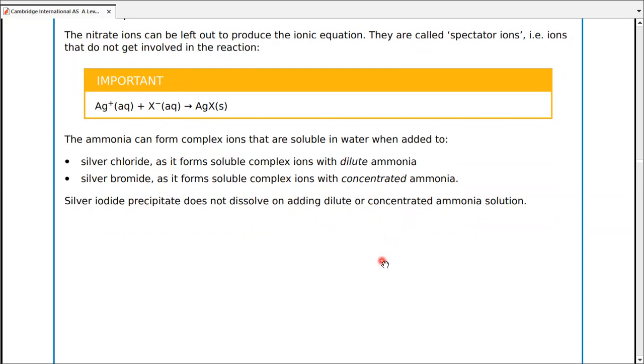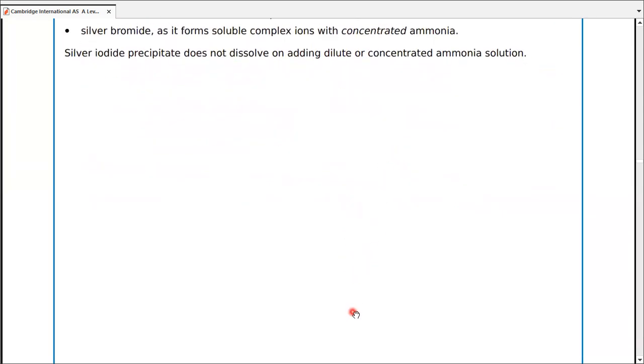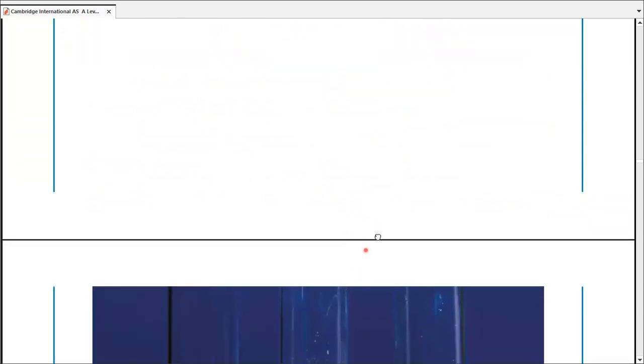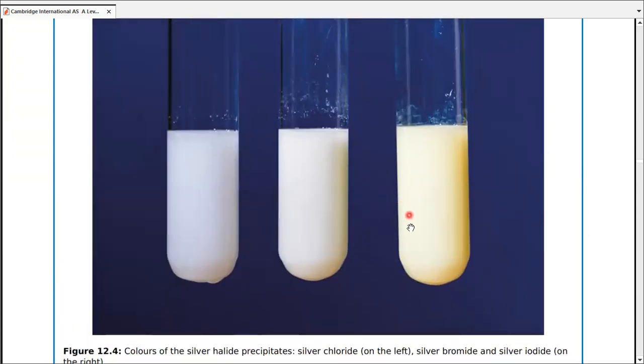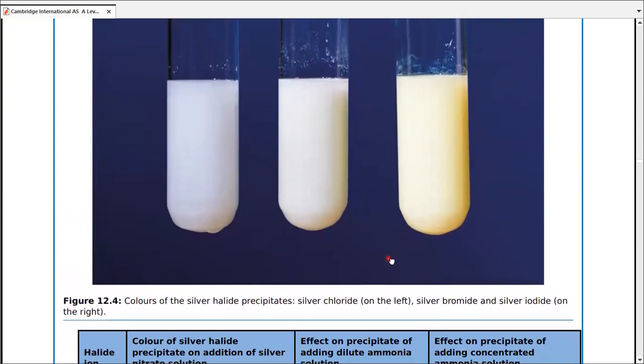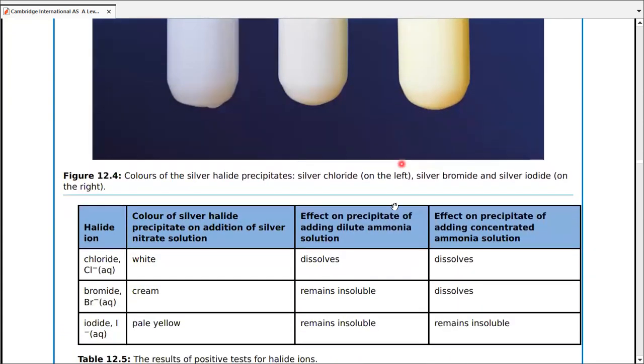So that's how it becomes easier for us to explain them. Dilute ammonia is going to dissolve chloride precipitates. Concentrated ammonia is going to dissolve bromide precipitates. And both won't be able to dissolve silver iodide. So white, off-white, yellow, and they are really pretty close to one another. If you're going to perform this experiment with your own hands in lab, yeah, the yellow would be really easy to distinguish, but white and off-white, they're really difficult.